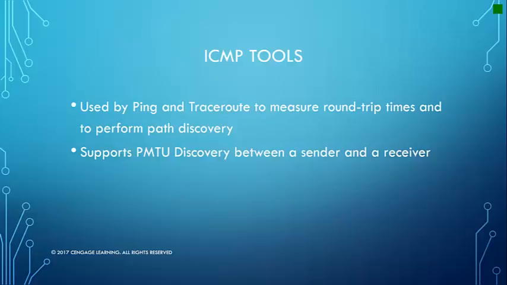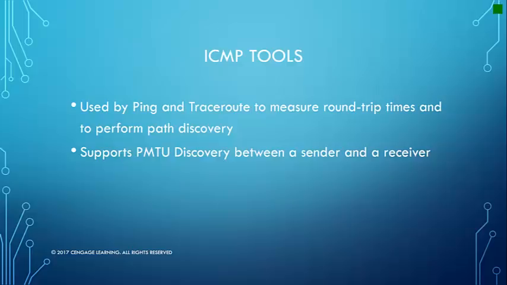ICMP also supports PMTU discovery between the sender and the receiver, which optimizes the performance of data delivery between pairs of hosts, avoiding fragmentation en route. This occurs by establishing the smallest MTU required for the path between the sender and the receiver, and then transmitting all datagrams of that size or smaller from the sending host.